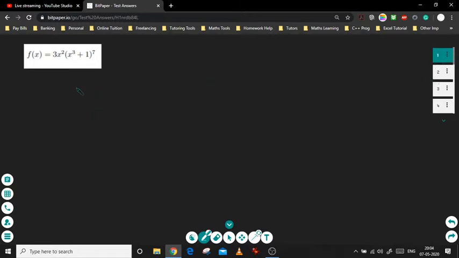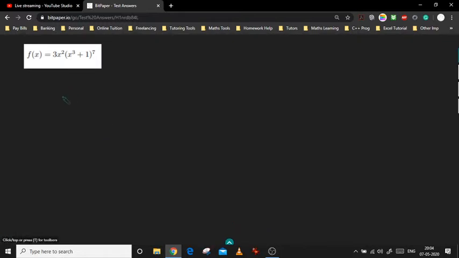Okay, so here it is. It's given as f of x equal to 3x squared multiplied with x cubed plus 1 power 7. So again this is going to be a product rule. We have to apply the product rule here. Okay, so this time I'm going to take the first function, let it be 3x squared, and the second function is x cubed plus 1 power 7.